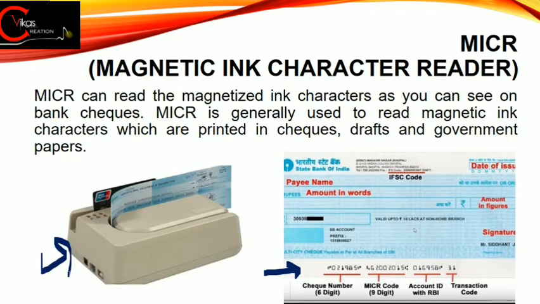So over here the device that you are able to see, this device is a magnetic ink character reader, fine. In this device we have to put our check from this side. It will simply scan the check and return it to you this side, fine. Now let's read. MICR can read magnetized ink characters. As you can see on the bank checks, MICR is generally used to read magnetic ink characters which are printed in checks, drafts and government papers, fine. This magnetic ink is also printed in drafts, government papers and some other official documents, fine.